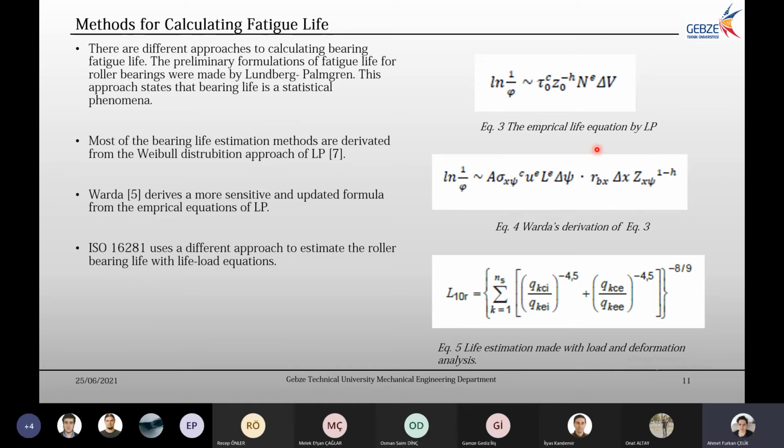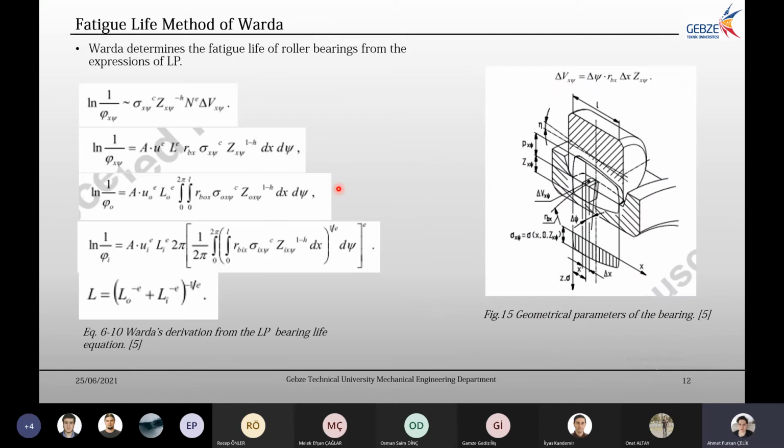And also for fatigue life, there are different approaches. Well, they're not actually different approaches. There are different derivations of each other. These were the first empirical formulas, life equations found by Lundberg-Palmgren. These are empirical. They depend on some experiments. After that, other papers like Varda's developed another formula, and the ISO standard, which I'll be using, develops a formula like this. So there are different approaches, and I will be comparing them as well.